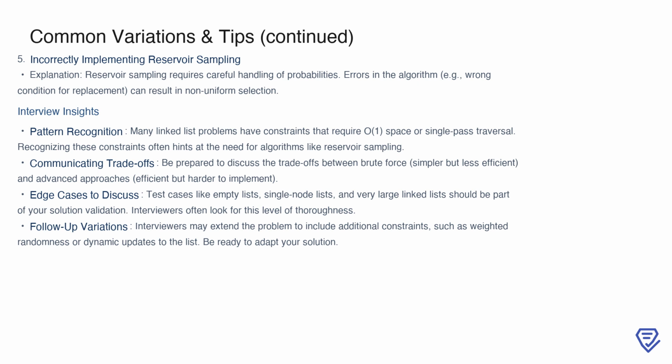Additionally, being able to communicate trade-offs is crucial. For instance, discussing the simplicity of a brute force approach versus the efficiency of a more advanced algorithm shows depth in understanding. It's also important to explicitly address edge cases such as empty lists, single-node lists, and very large linked lists during your solution validation. Interviewers value this thoroughness. Lastly, be prepared for follow-up variations. For example, you might be asked to handle weighted randomness or dynamic updates to the list. Adapting your solution to these extended constraints demonstrates flexibility and problem-solving skills.